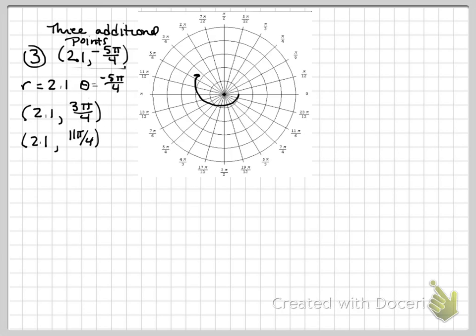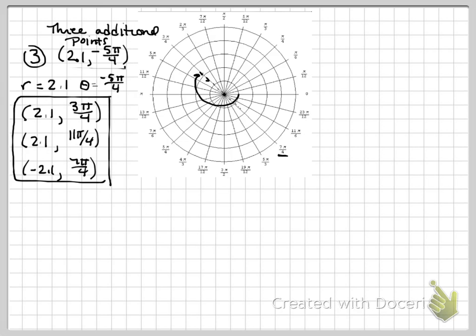But what if I want a negative radius? Well, we're just going to do the reverse of what we did in example 2. So this is where my point actually is. I'm going to shoot back through my pole to the opposite side, and that gives me 7 pi over 4. So that's going to be -2.1, 7 pi over 4. Okay, so there's my 3 additional points. And again, these aren't the only 3. There's an infinite amount depending upon how many rotations we do. That last one I just did, I could have done negative 2.1 comma negative pi over 4. Both of them would be correct.